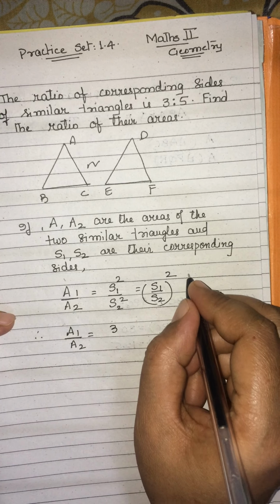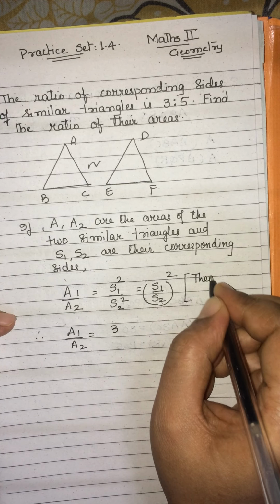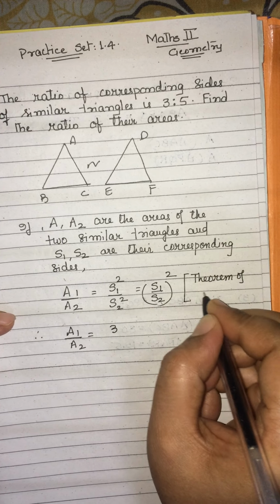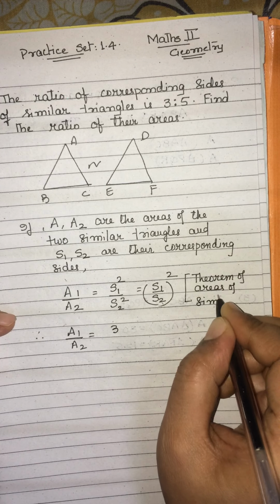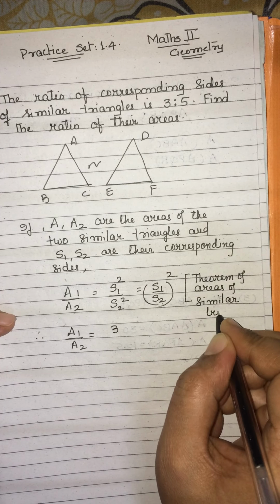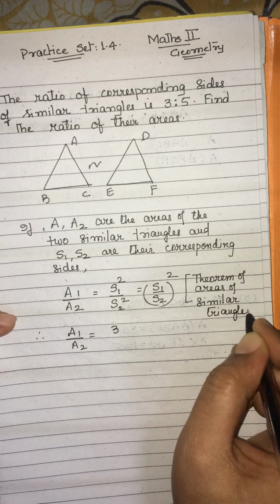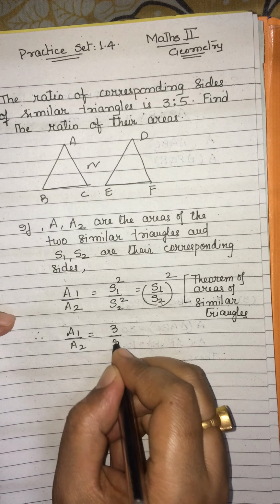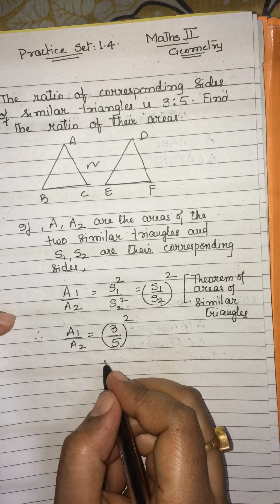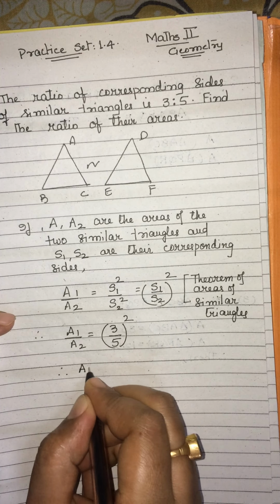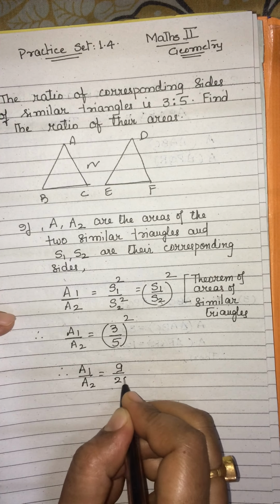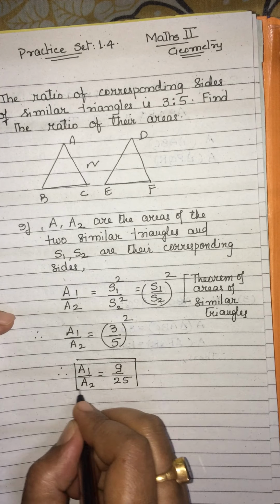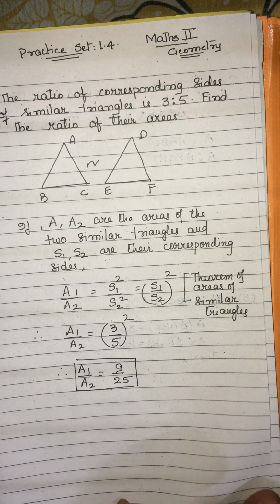And what is the reason over here, children? You have to write the reason compulsorily: theorem of areas of similar triangles. Fine. So 3 upon 5 the whole square. A1 upon A2 is equal to 9 upon 25, the answer. Understood? Now let us go to question number 2.